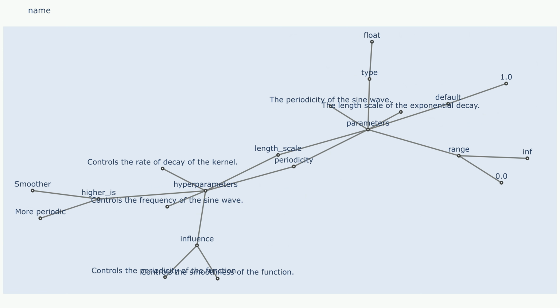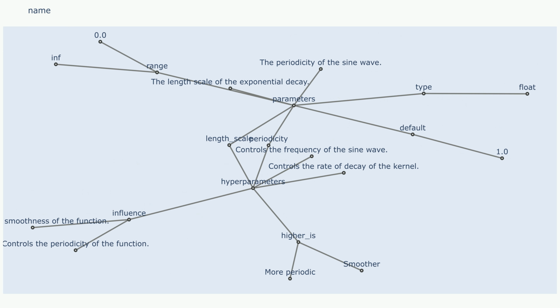1. Mathematical formulation. The ExpSineSquared kernel has the following mathematical form: k(x1, x2) = exp(-2 sin²(π|x1 - x2| / period) / length_scale²), where x1, x2 are two input data points, scalar or vector depending on the dimensionality of the problem. Length scale controls the smoothness and overall width of the kernel function.